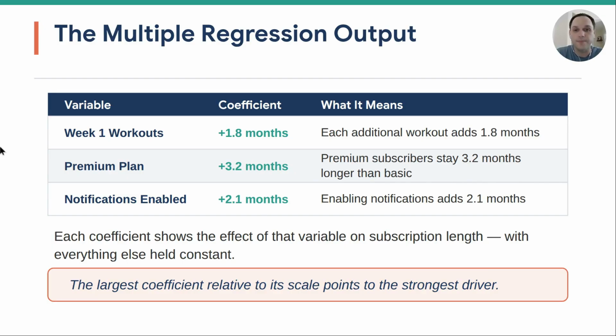Notifications enabled, a coefficient of positive 2.1 months. Subscribers who enable notifications stay 2.1 months longer than those who don't. Each coefficient tells you the independent contribution of that variable. And from a business perspective, the largest coefficient, premium plan at 3.2, suggests that plan tier might be the most powerful single driver of the three.